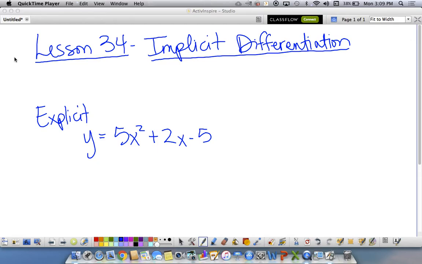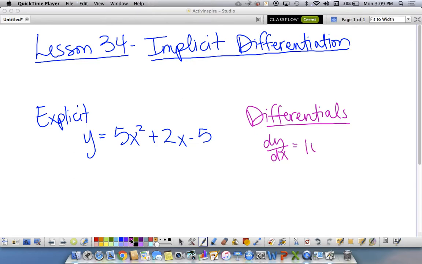Now, let's review what in the world is differentiation. Do you remember? We've kind of reviewed a little bit. Differentiation or differentials is really what we've talked about, is solving for a dy. So maybe we've taken a derivative, dy dx, and I'm just going to use this same example. The derivative of y would simply be 10x plus 2.